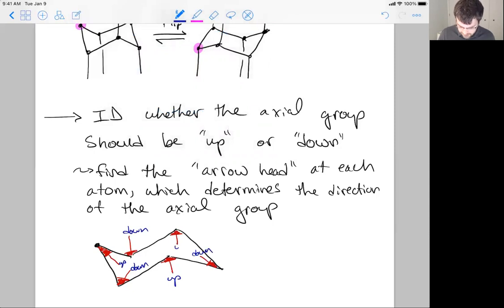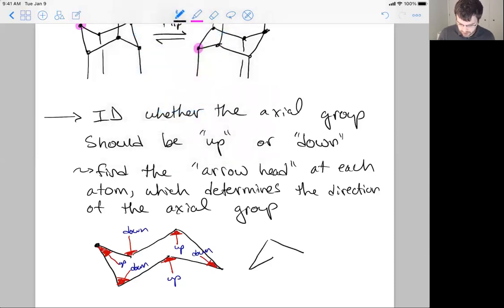So if you can't see one arrowhead, maybe it's hard to see, you could just go to the position next door. Maybe it's a little bit easier to identify whether that arrowhead's up or down, and that'll tell you where that axial position that you're struggling with is pointing, because it always alternates from up to down.